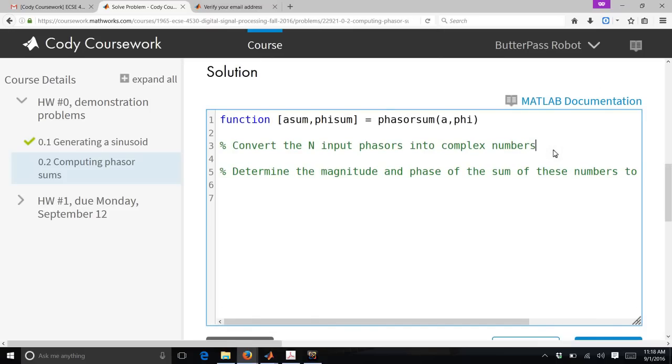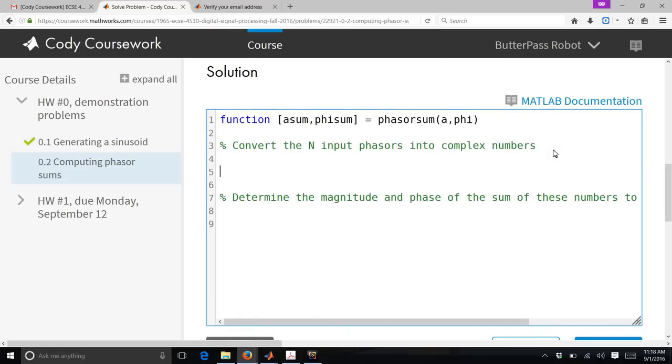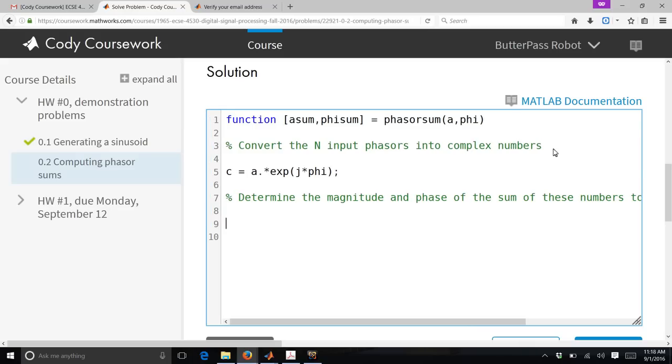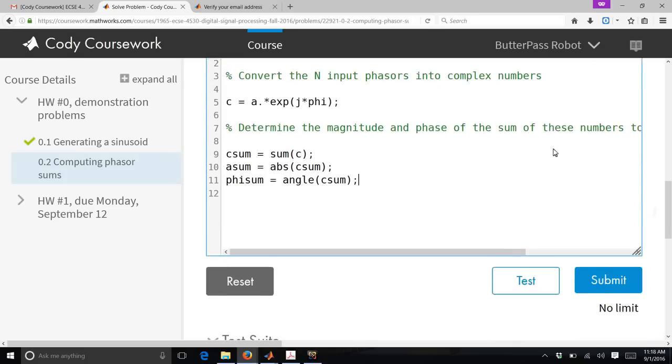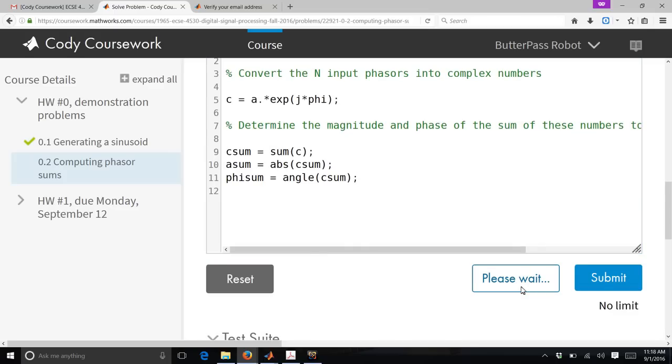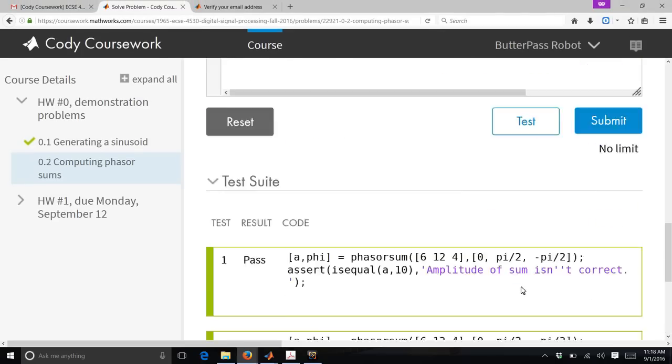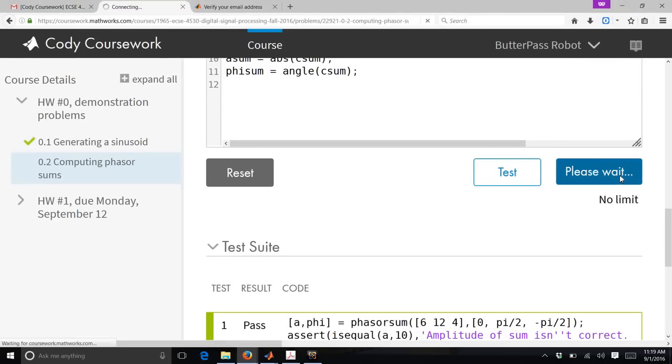Let's see here. Convert the n-input phasors into complex numbers. So that means my complex numbers are going to be a dot times e to the j times phi. So these are both vectors, right? So I can just do this thing, and then I'm going to just add up those guys. And then I'm going to let my a sum be the absolute value of this, and my phi sum be the angle of this. Let's see if that works. Pass, pass. I guess I have to submit it to see if it actually works.